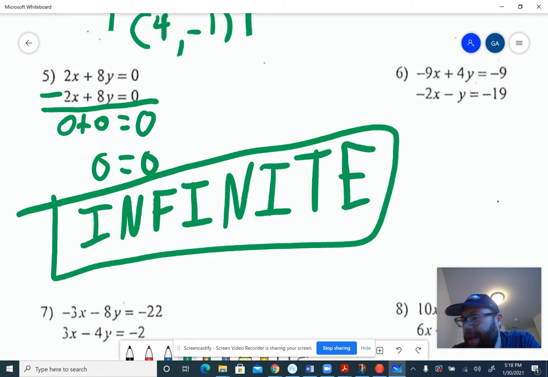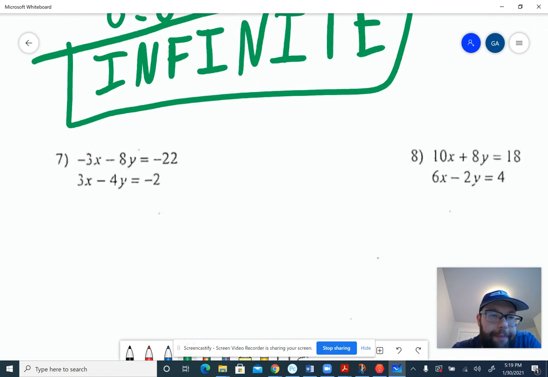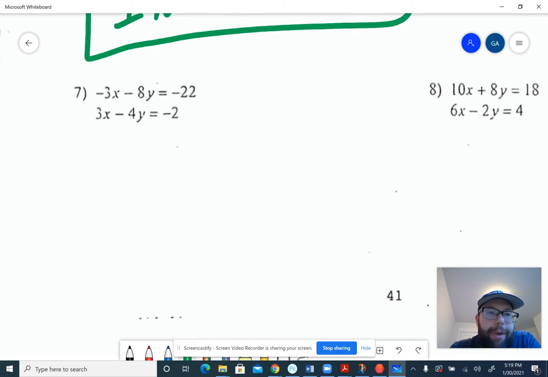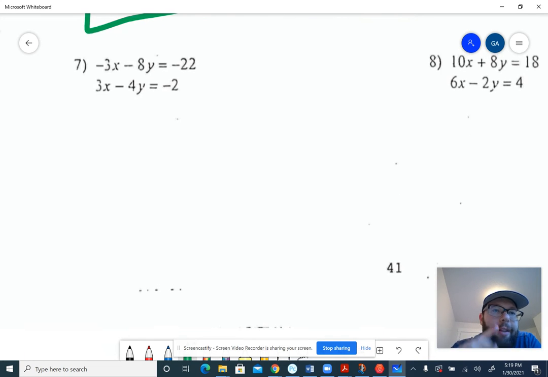Okay, let's look at another one. Let's look at number 7 here. So number 7, looking at it, looks like the x's have the same coefficient. So I'm going to look at those. They have different signs here. So that means I'm going to add. I'm going to add my equations.